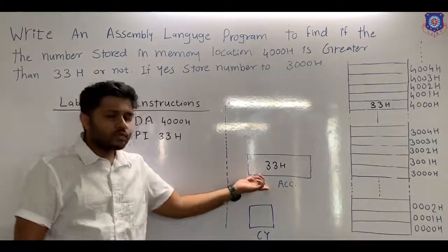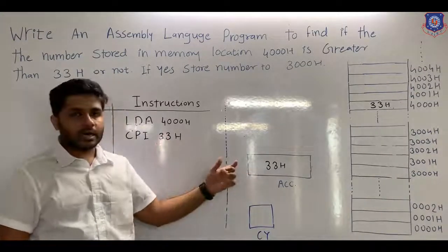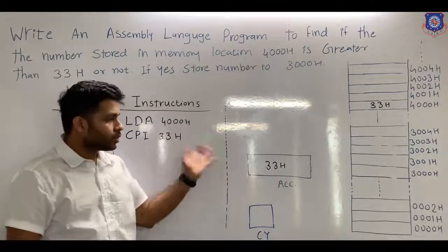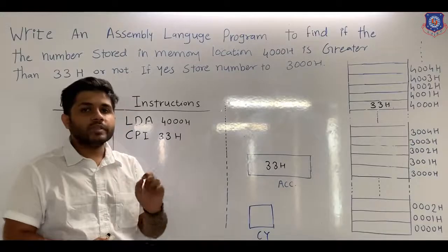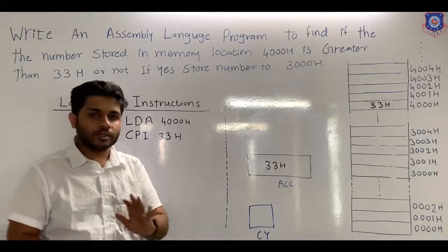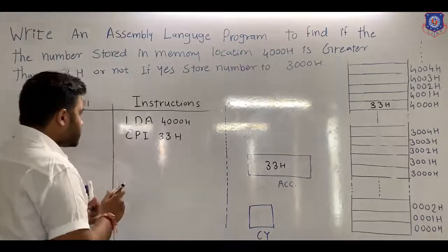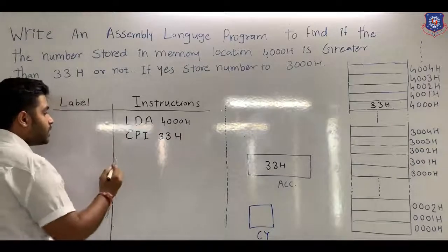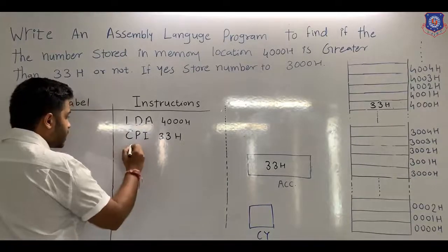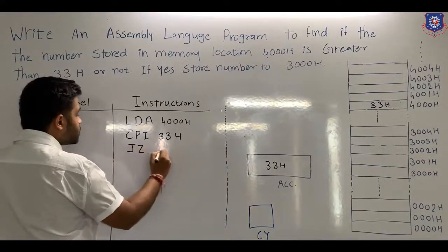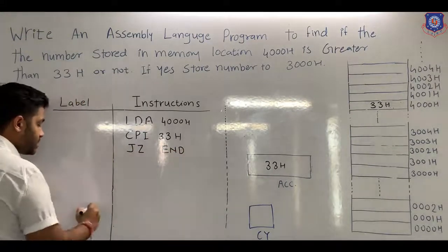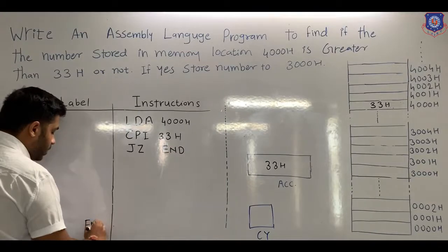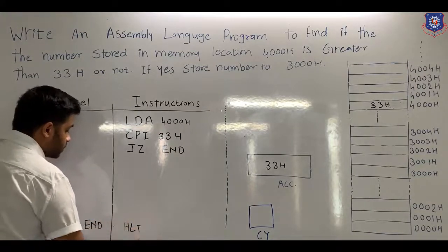Now when the zero flag will be set, it means both numbers are same. So when both numbers are same, we are not asked to do anything. In that case, we will simply stop the program, we will halt the program. So after performing the compare instruction, if the zero flag is generated, we will use the instruction JZ END. It means when the zero flag is set, we will end the program to the halt.